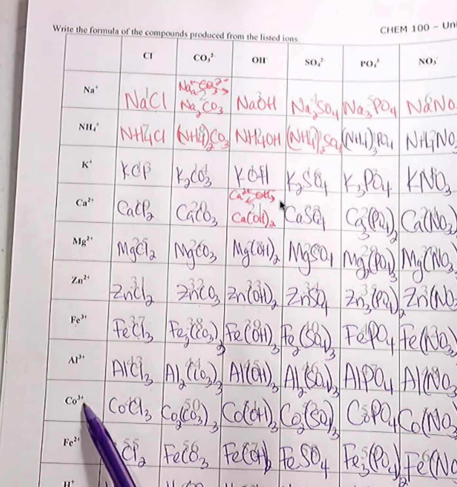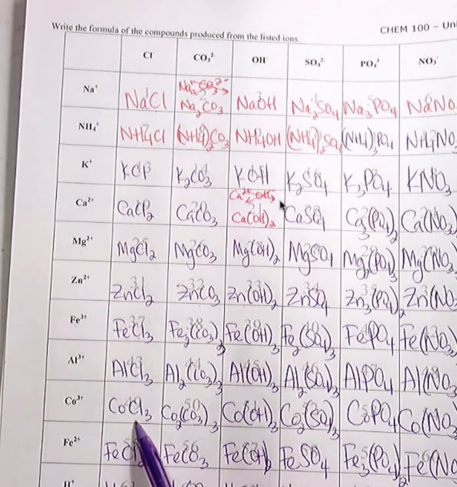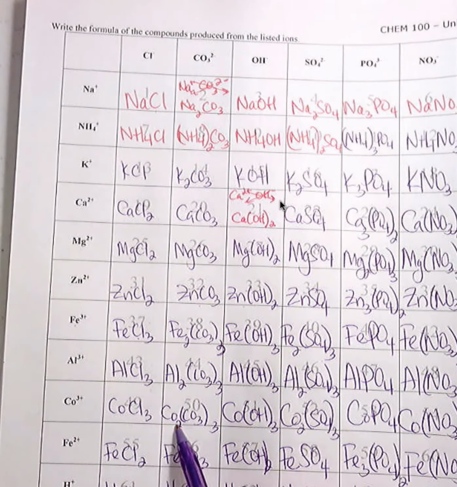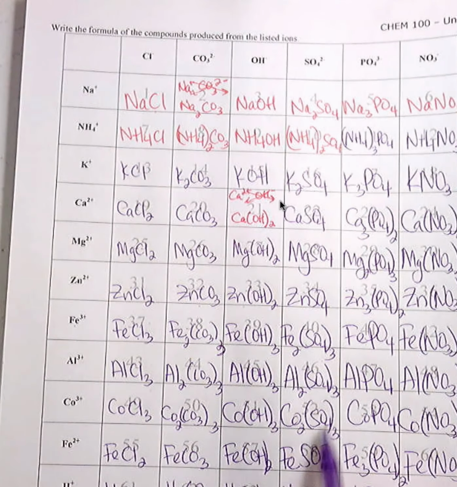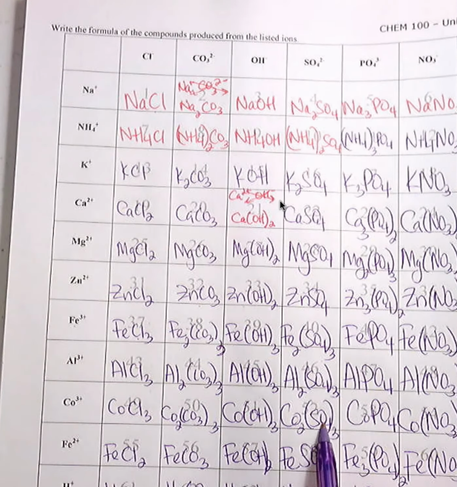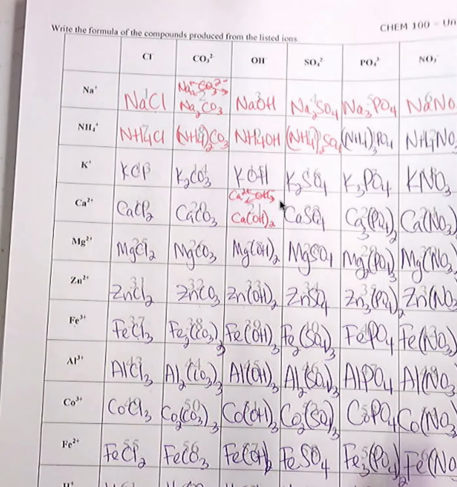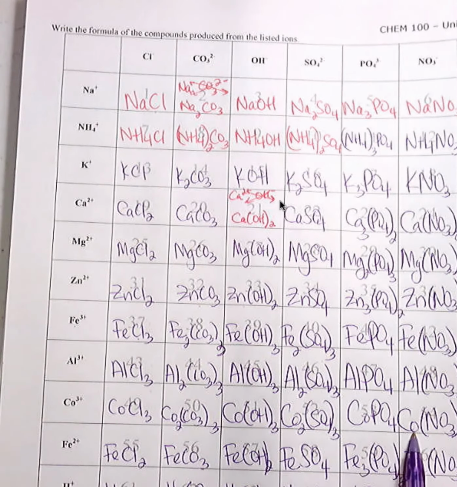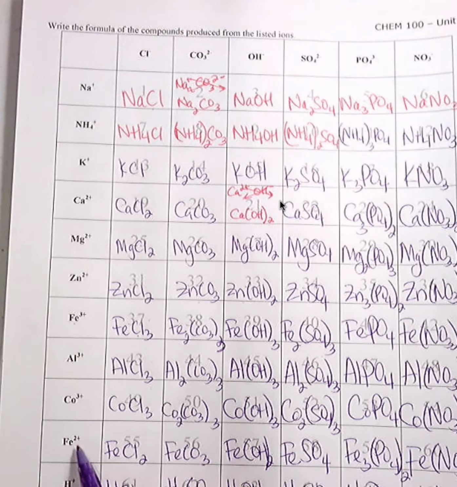49, cobalt is a transition metal. It can have a charge of +2 or +3, so you do need to put a charge. So 49 is cobalt 3 chloride. 50, cobalt 3 carbonate. 51, cobalt 3 hydroxide. 52, cobalt 3 sulfate. 53, cobalt 3 phosphate. 54, cobalt 3 nitrate. 55 deals with iron 2.